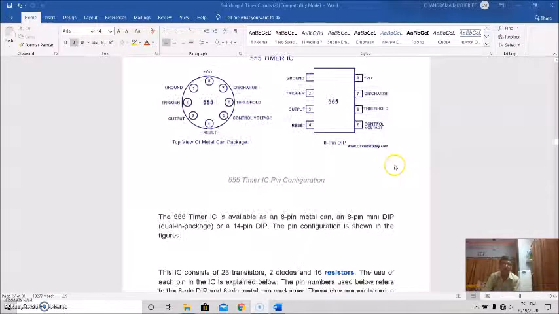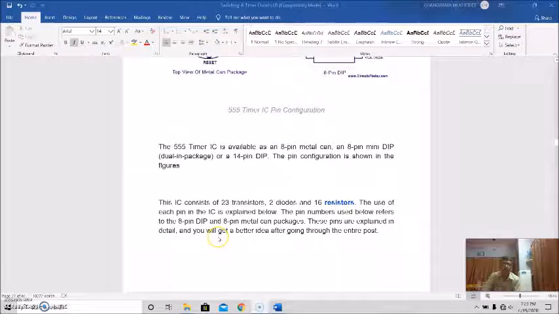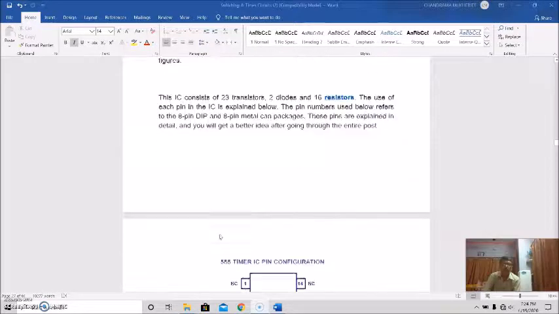Another dual in-line package, the DIP package, is available, that is a 14 pin DIP. Definitely the question may come, if 8 pins are sufficient, then why 14 pins? Definitely 8 pins are useful, and the rest 6 pins are not connected. So that is shown here.